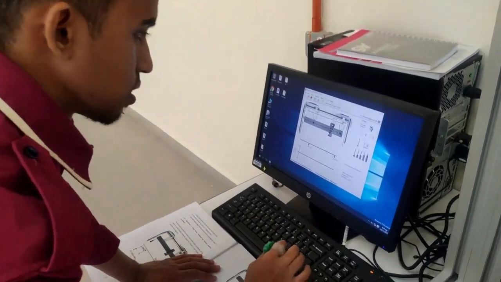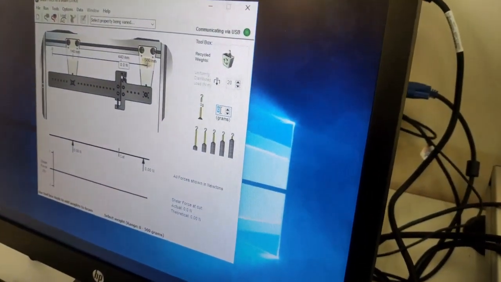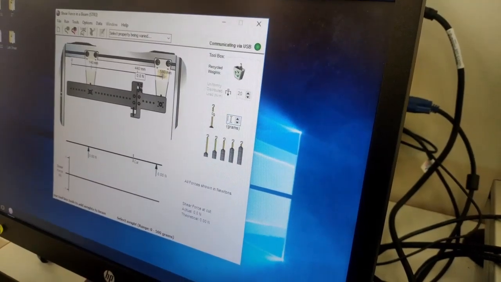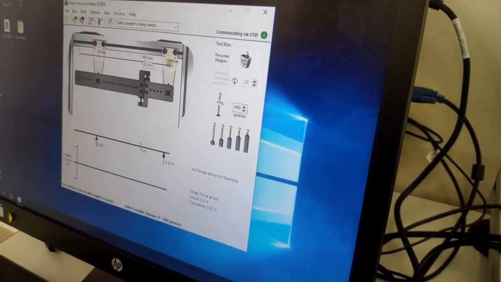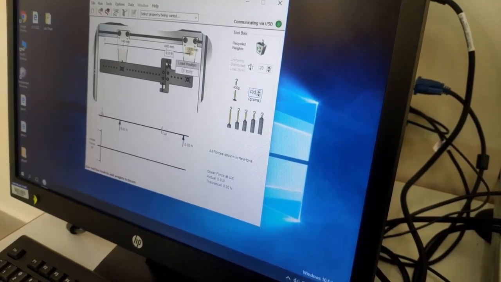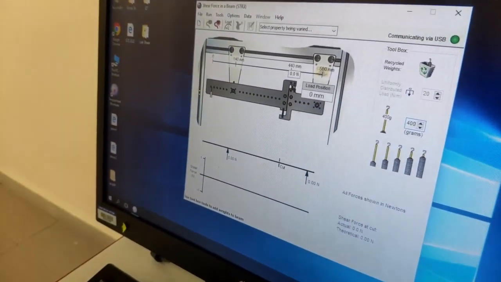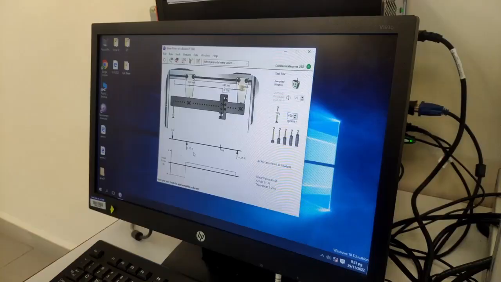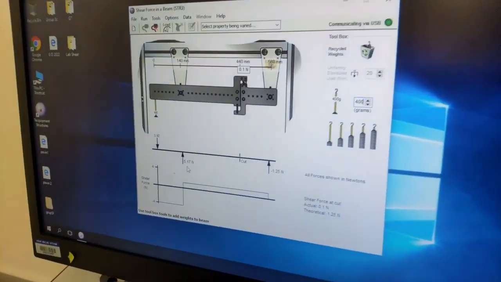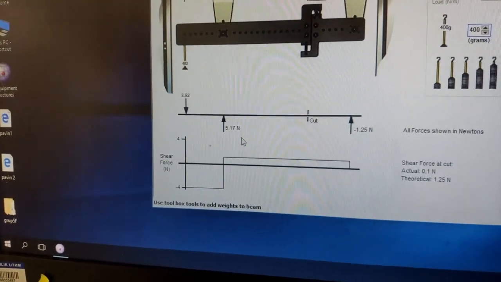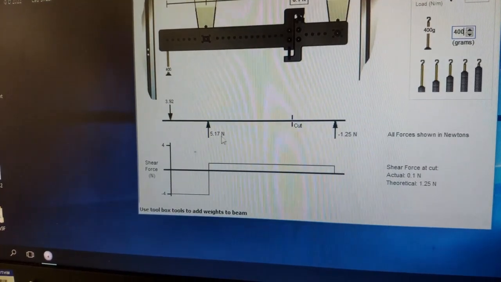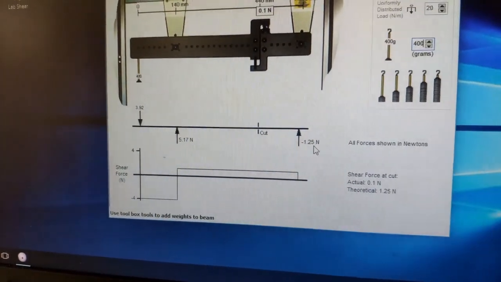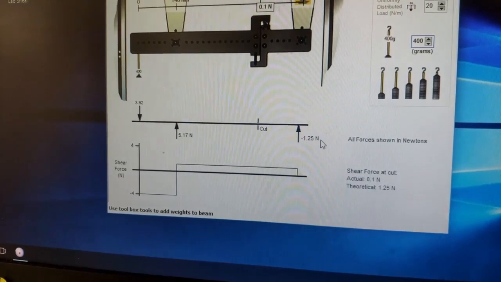Thank you. Next we want to find RA and RB. This is how to find RA and RB. It must be correctly put in position. This is the value of RA, which is 5.17 Newton, and this is the value of RB, which is negative 1.25 Newton.